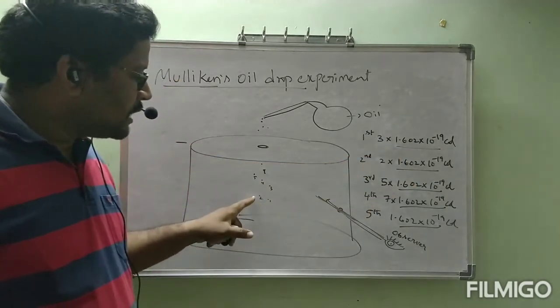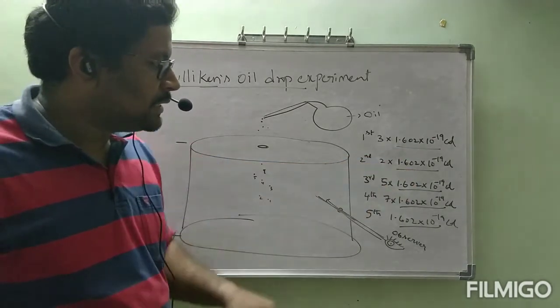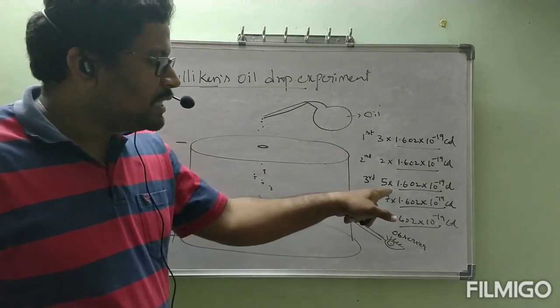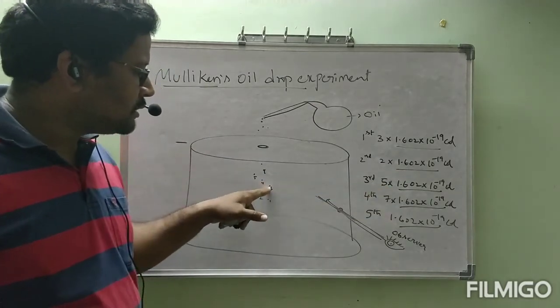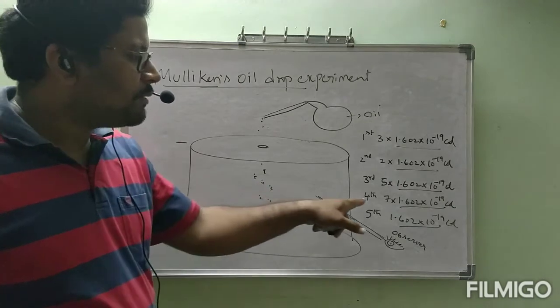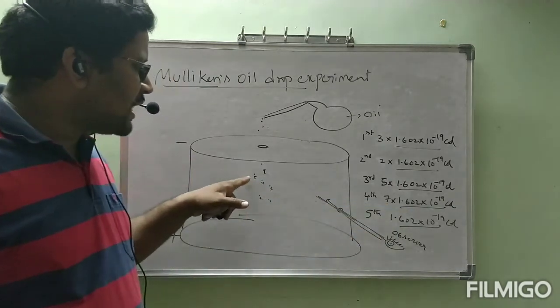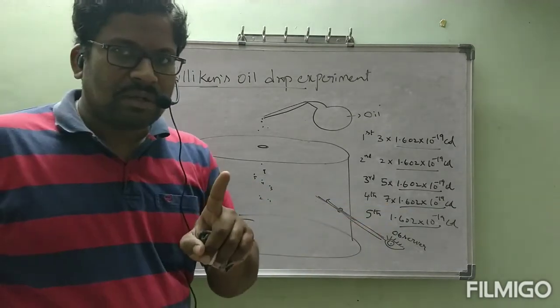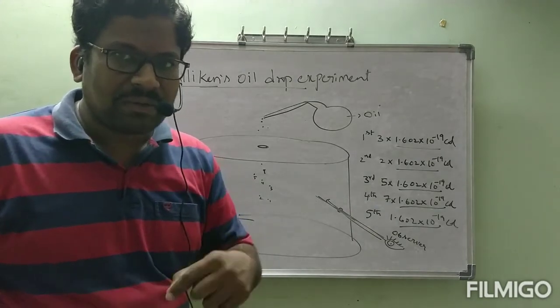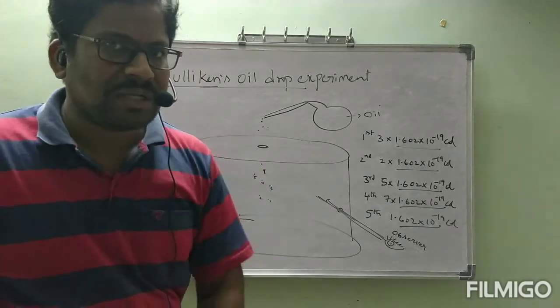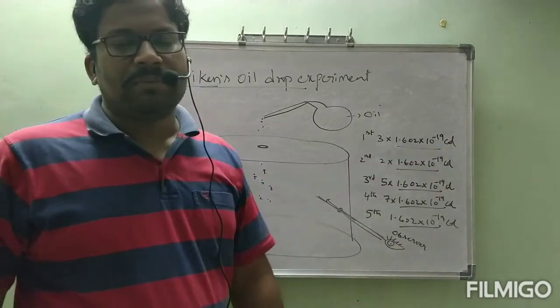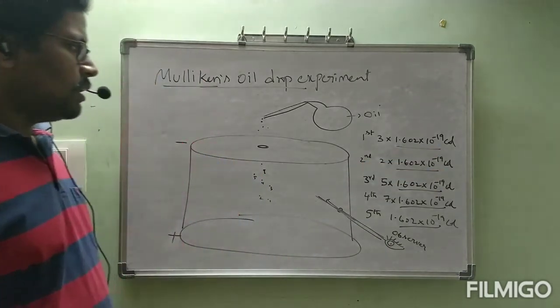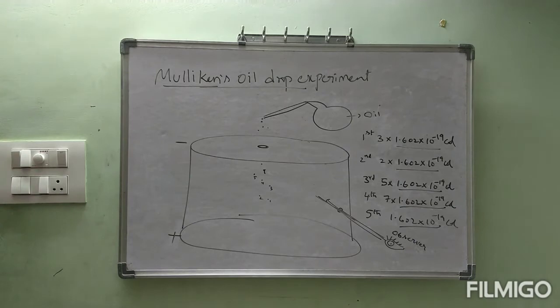Second oil drop is developed by 2 electrons. Third oil drop is developed by 5 electrons. Fourth oil drop is developed by 7 electrons. Fifth oil drop is developed by 1 electron. Like this, finally he concluded the charge of 1 electron is 1.602 × 10^-19 coulombs.